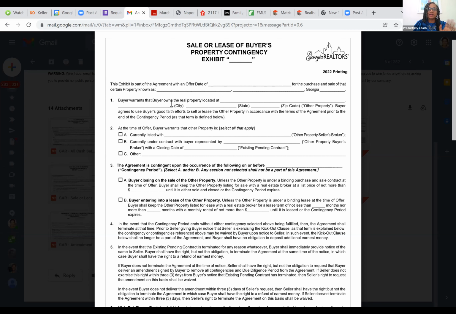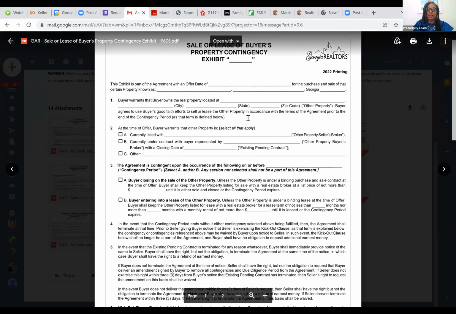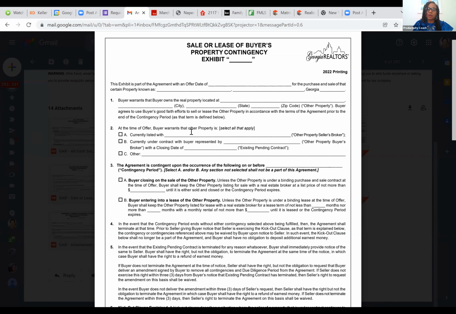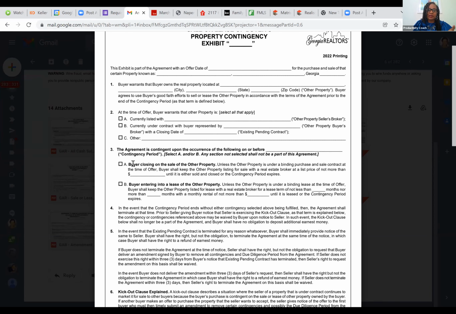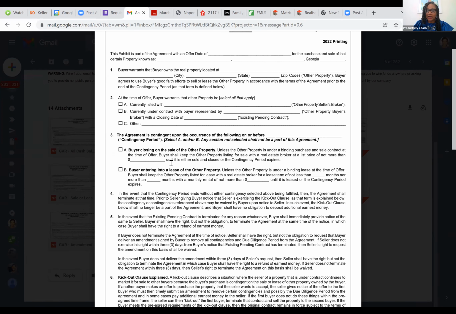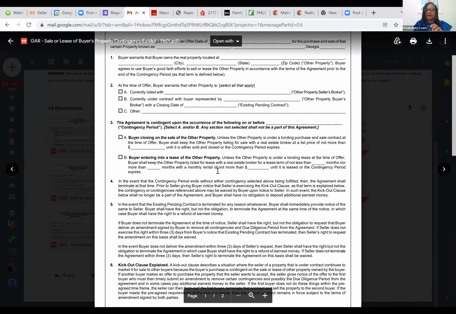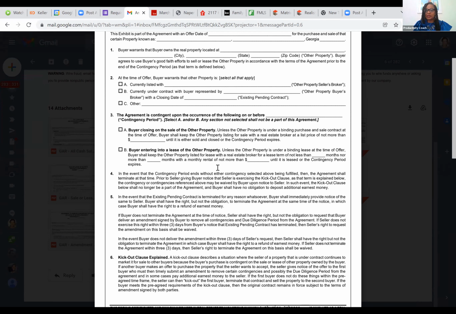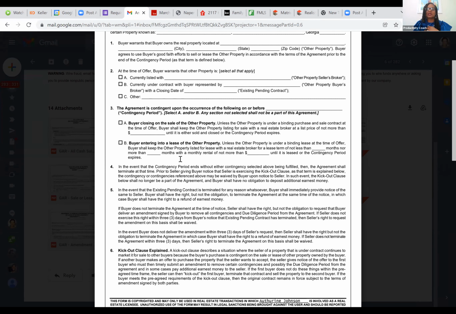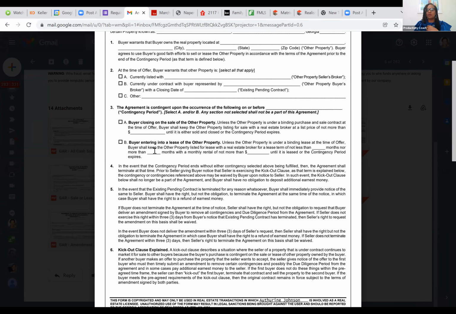So it says buyer warrants that the buyer owns real property located at 123 Main Street. And at the time of the offer, the buyer warrants that this property is going to be listed or is currently listed, right? Here's the closing date, and here's how much it closes for. Or if the buyer is leasing their property, this becomes a lender issue because they're going to want to see a fully executed lease, right? So you would get a copy of the lease. Of course, the seller would like to see that, send it over to the listing agent, and then the fully executed lease would go over to the buyer's lender.